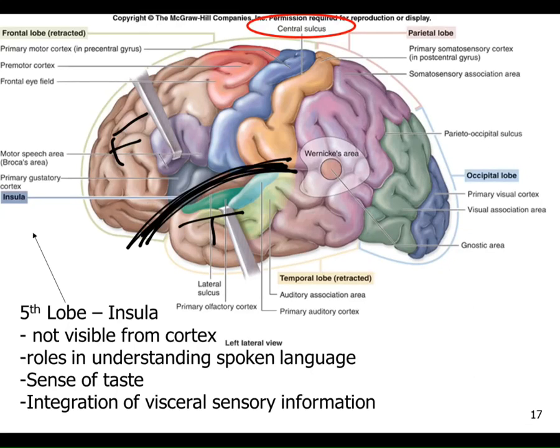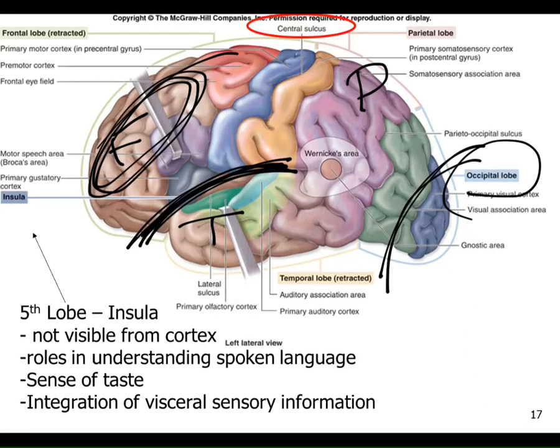Do you agree that this is the frontal lobe? And that this must be the parietal, and back in here would be the occipital lobe, right? Cerebellum would be here. It's missing in this picture.